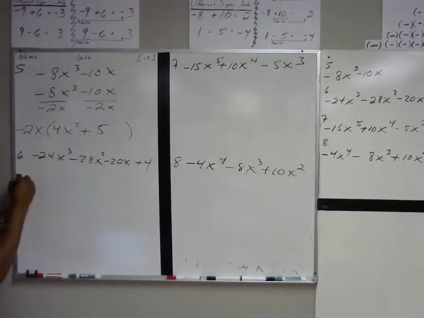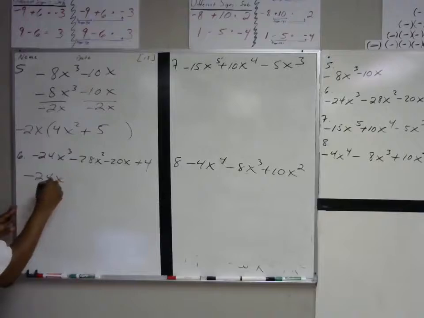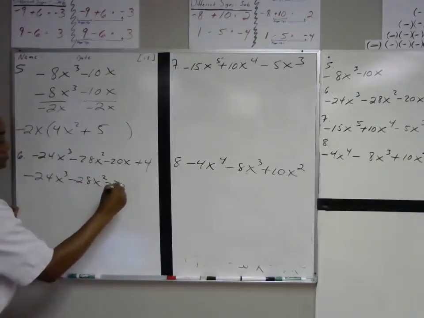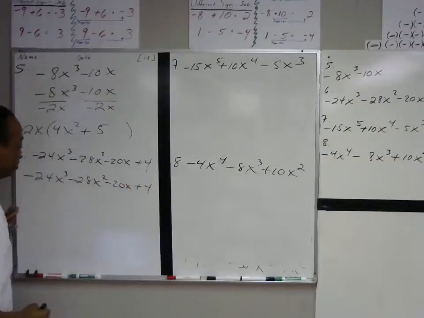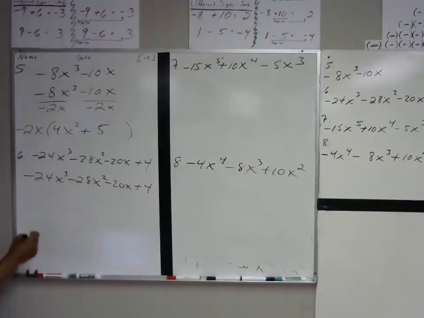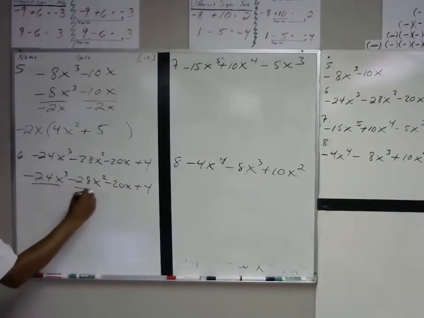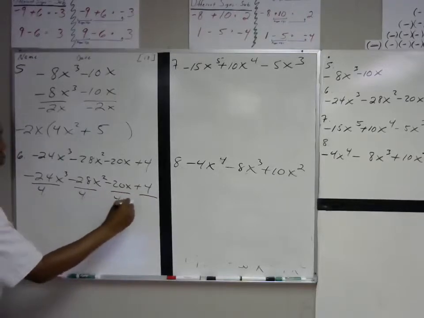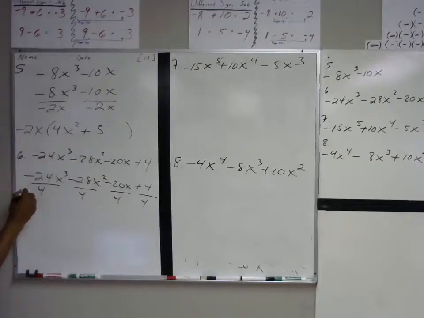Okay. Next, number 6. -24x to the third power minus 28x to the second power minus 20x plus 4. Okay. So we have a 24, 28, 20, and a 4. The greatest common factor for all of these would be the number 4. 2 is also a factor, but 4 is the greatest common factor. And because it leads with a negative here, this will be a -4.